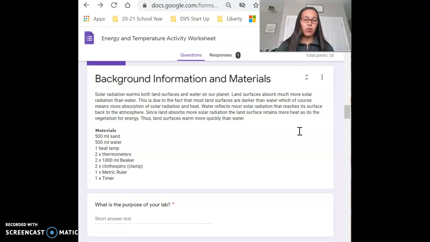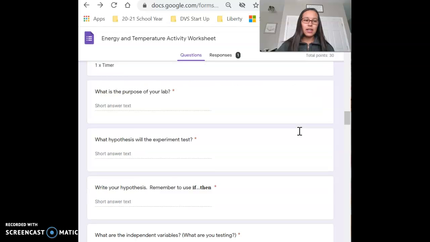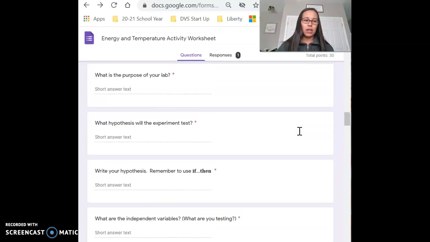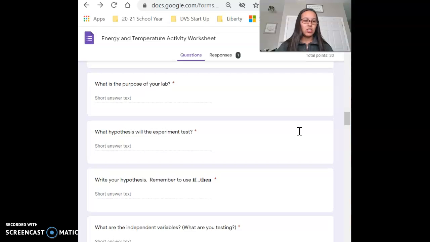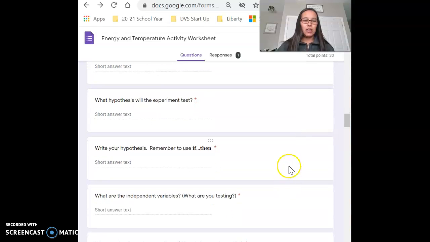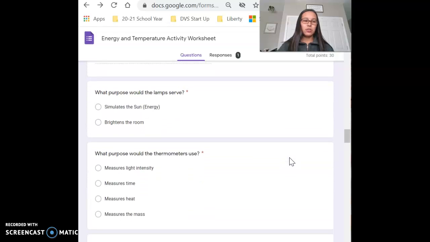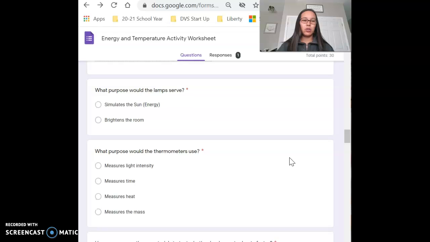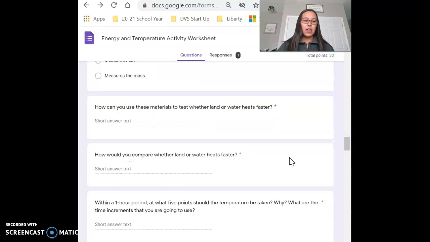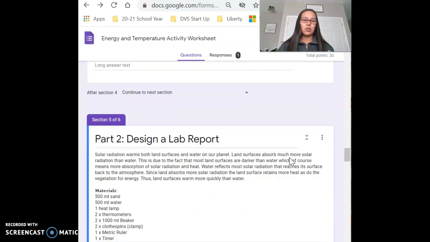Here you will see a more detailed picture of the materials. Next, you will answer a series of short response questions, one including a hypothesis. Please remember to use an if-then statement when completing your hypothesis. There are 2 series of multiple choice questions to answer, and then the next component is the actual design a lab report.